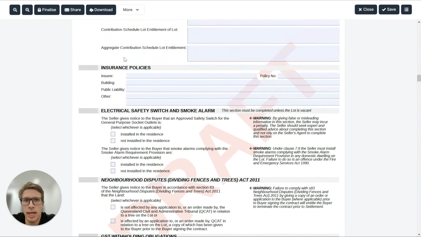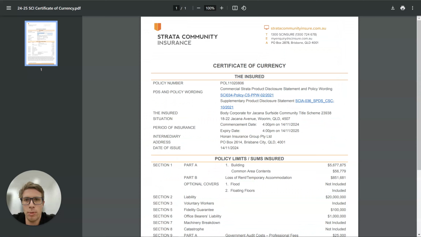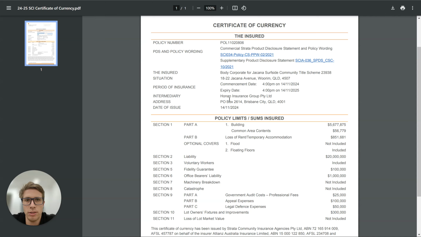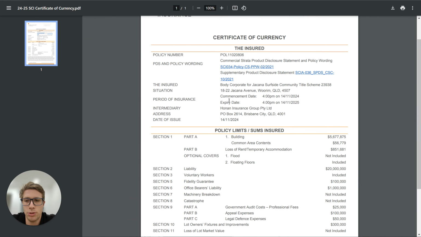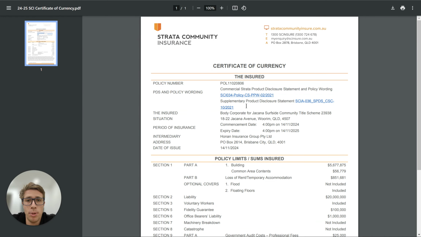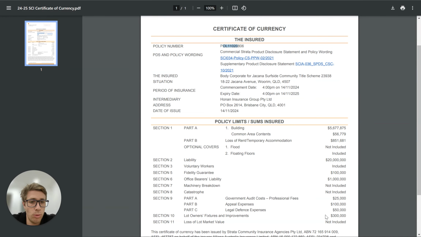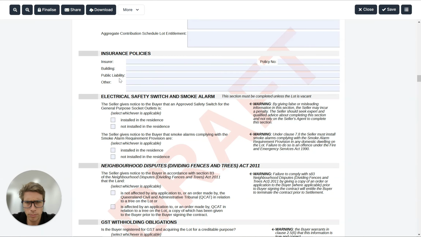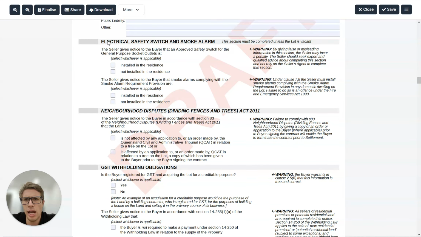Insurance policies, that's going to be provided by the body corporate. So we've got a certificate of currency which has to be attached to the contract. So that's going to have all the information there. So it's going to have the policy number, which is that there, and then obviously all this stuff here. So that's going to get filled out by that.